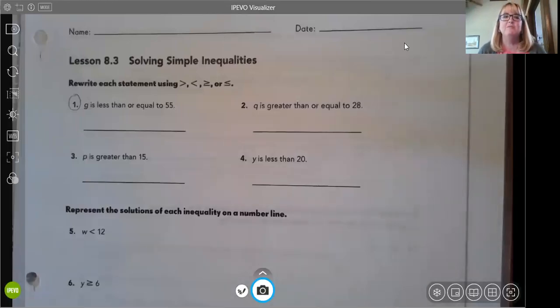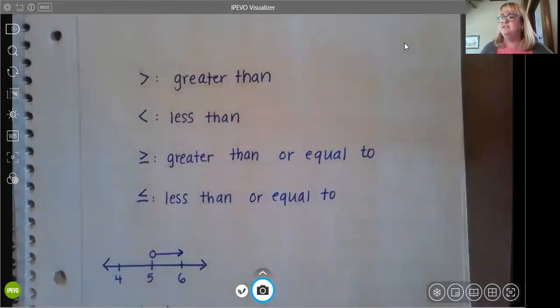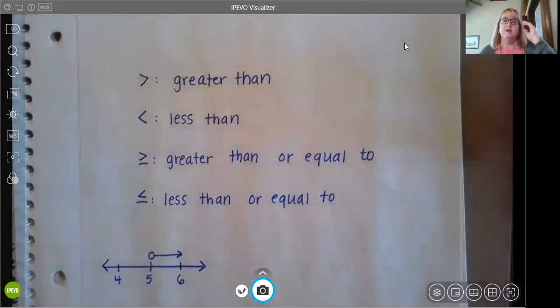Hi, sixth grade. Welcome to lesson 8.3, Solving Simple Inequalities. Before we get started, we do need to go over a few little notes. If you want to copy them down, you are welcome to. But I've written some things down to help us.